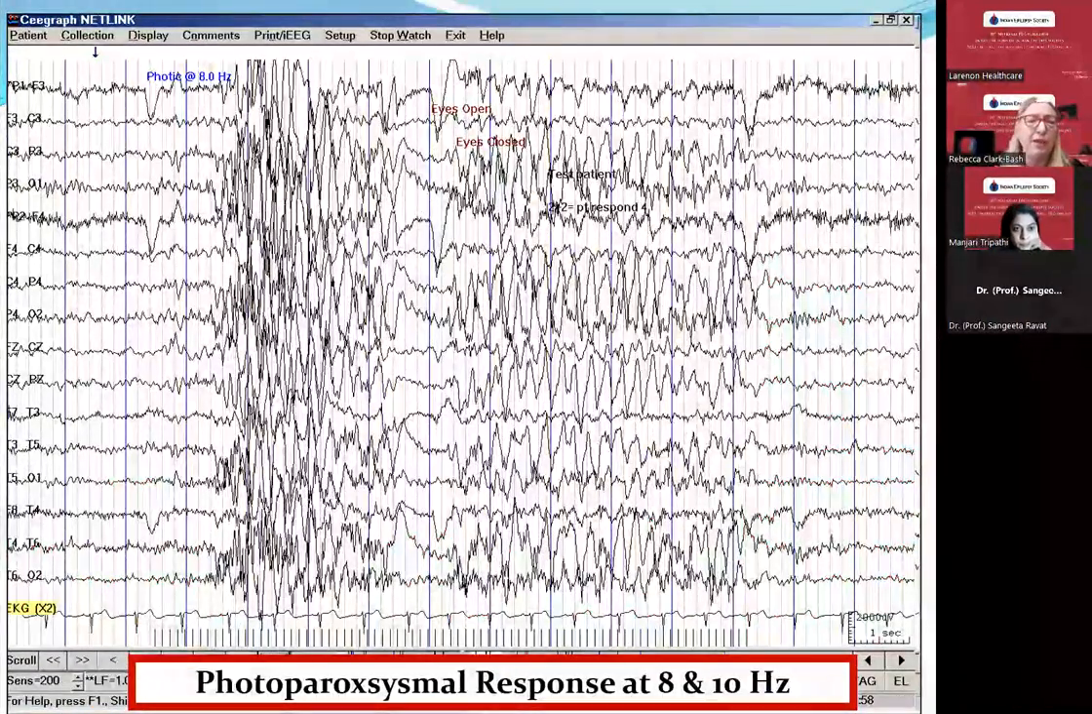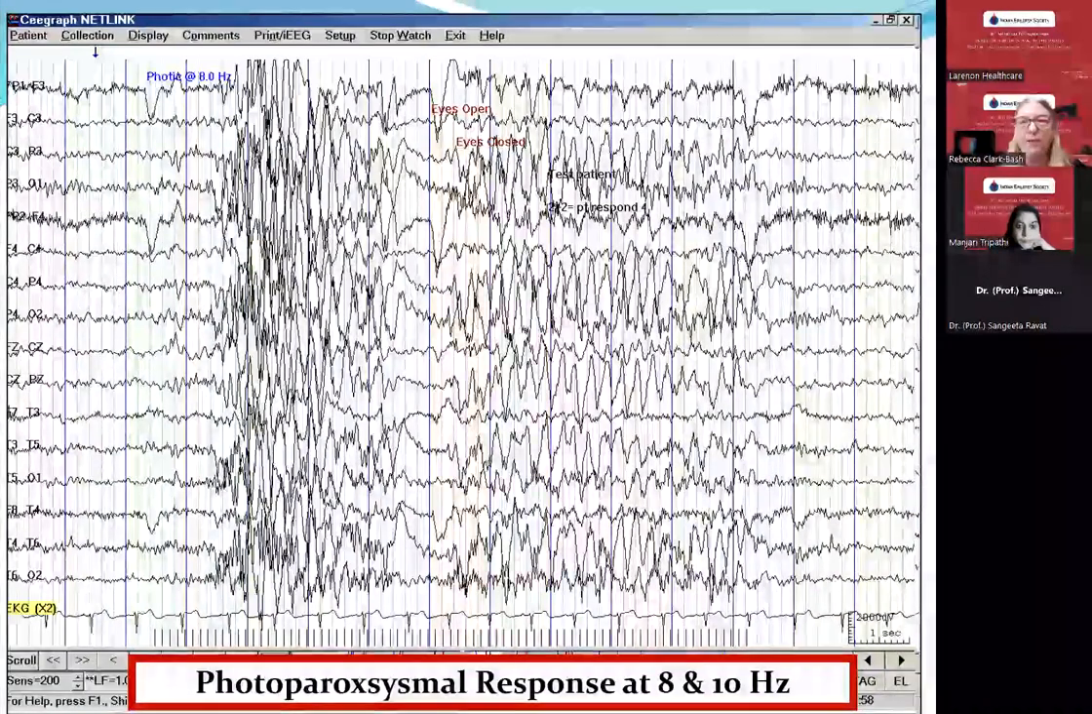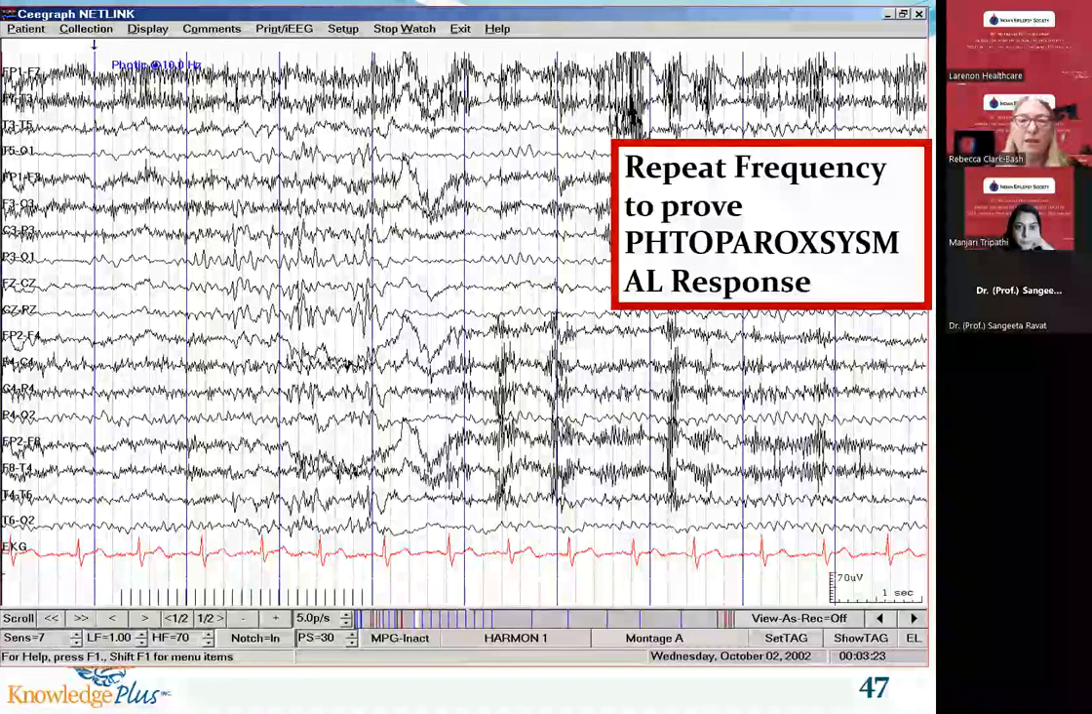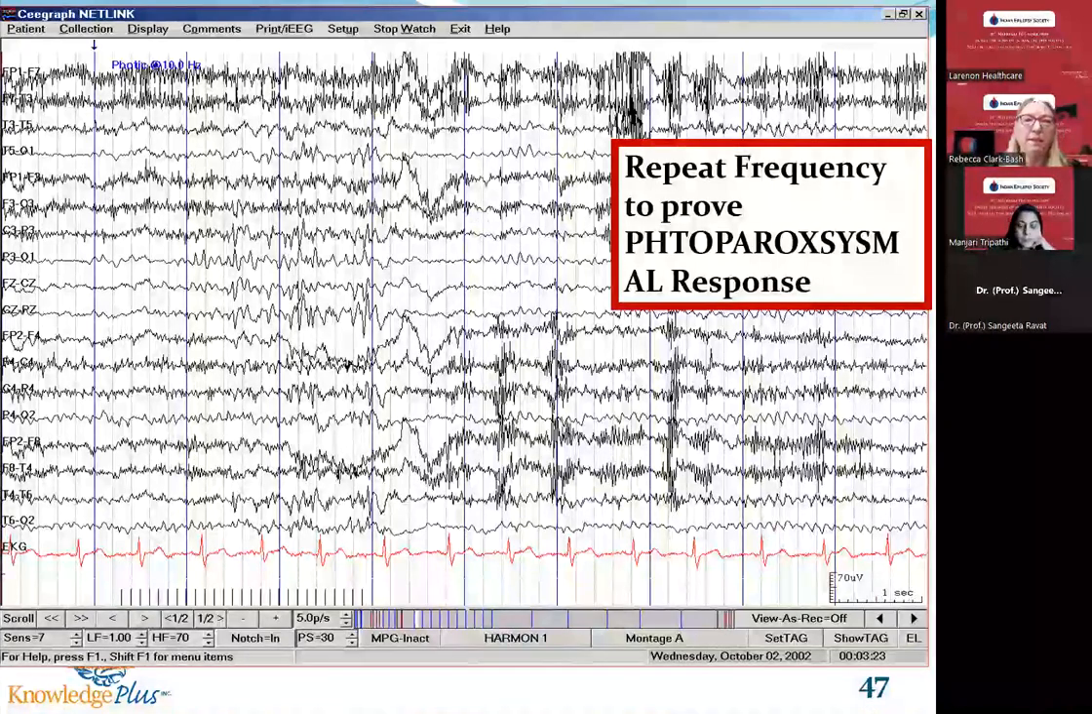This is not my EEG. This is that tech again, who thinks mental alerting and math might be a good idea in a photoparoxysmal response. Again, the light definitely should have been shut off in second number five to prevent the patient from having a clinical event. And again, if you have an event, if you have a photoparoxysmal response, you need to repeat that frequency to prove it's correlating to the light.